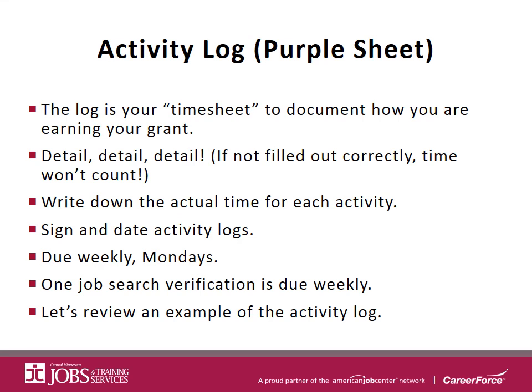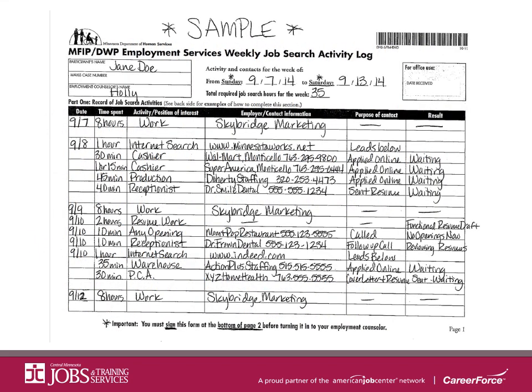The following slides will go over how you can get 35 hours done in a week and how to fill out the activity logs. Please make sure if you have any questions on how to fill out the logs, you ask your employment specialist right away. This is an activity log. Print your name, your employment specialist's name, the dates for the week you are recording activities, and the total number of hours that are needed in your activity log.